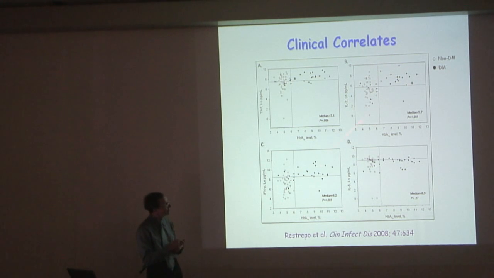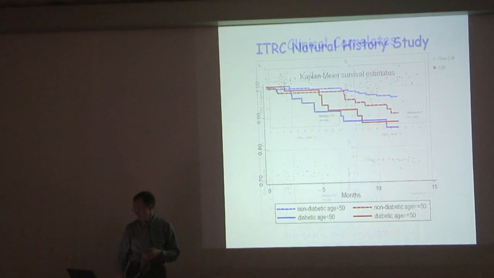And the higher the hemoglobin A1C, the higher their cytokine levels. This, again, to me was comforting because this is similar to what we see in our diabetic mice with chronic infection. They have more cytokines, higher cytokine generation.